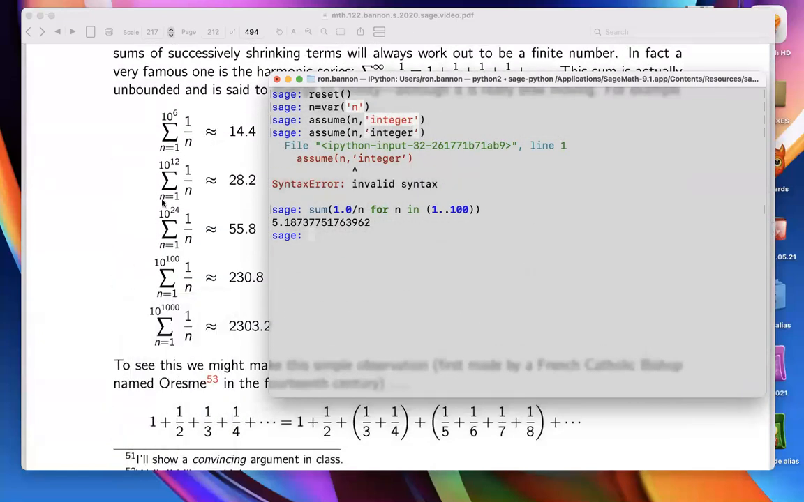Now, it's something to do with these problems over here. And really, what am I doing? I'm summing the terms 1 over n for n in 1 to 100. Well, look at this one over here. This is a sum of the terms from n to 1,000,000. I'm going to type that in, and I'm going to change the 100 to 1,000,000.